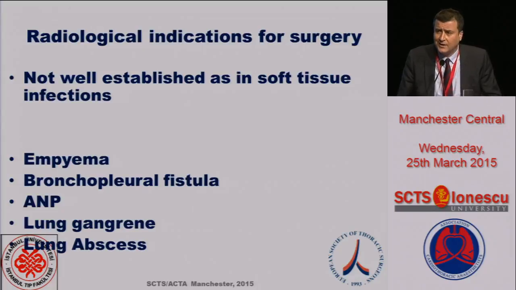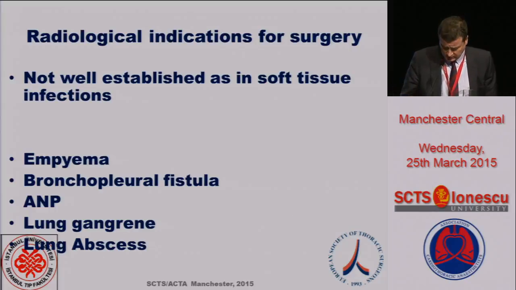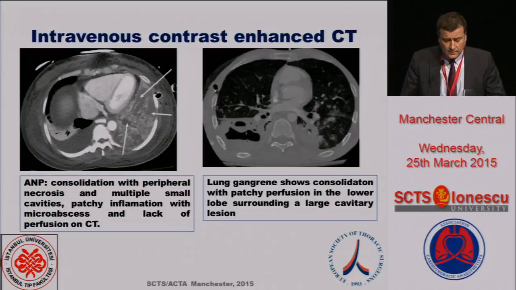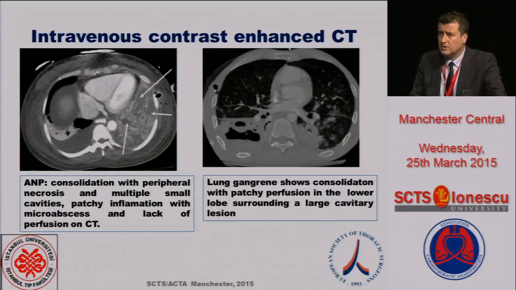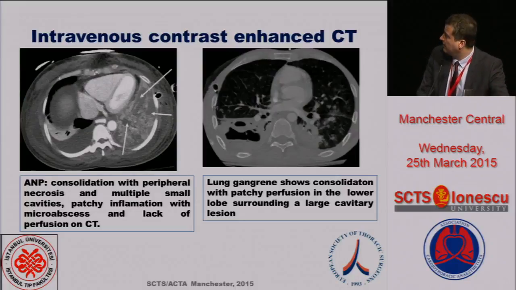Radiological indications for surgery are not as well established as in soft tissue infections, but empyema, bronchopleural fistula, acute necrotizing pneumonia, lung gangrene, and lung abscesses could be diagnosed from chest CTs. On the left side, you see acute necrotizing pneumonia. It's a consolidation with peripheral necrosis and multiple small cavities, patchy inflammation with microabscesses, and the most important part is this lack of perfusion. In acute necrotizing pneumonia, you must have a CT with contrast, and you don't see perfusion in the infected area, infected zone, infected lobe. Lung gangrene shows consolidation with patchy perfusion in the lower lobe surrounding a large cavitary lesion.